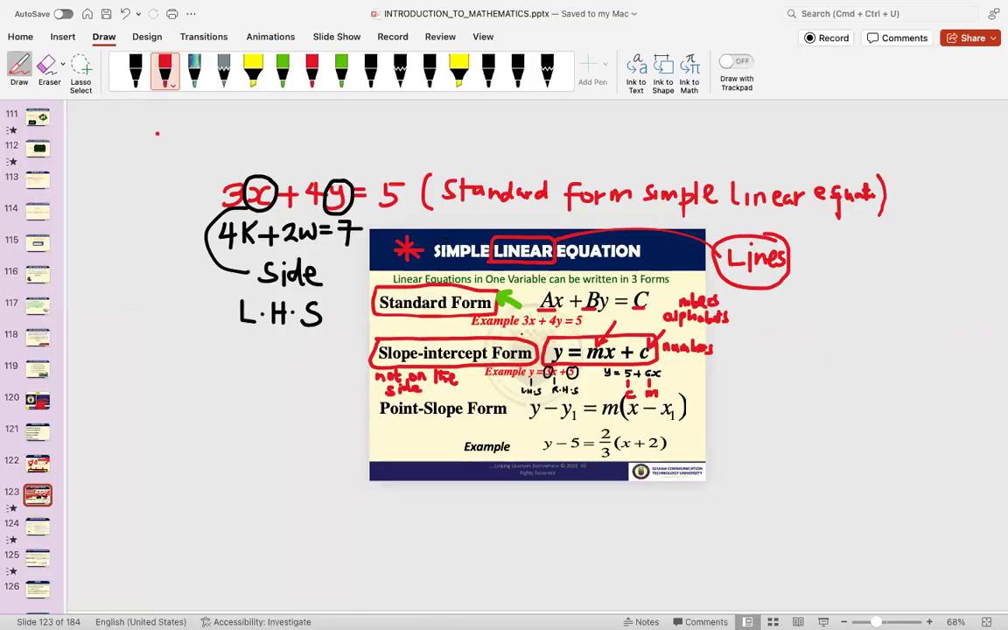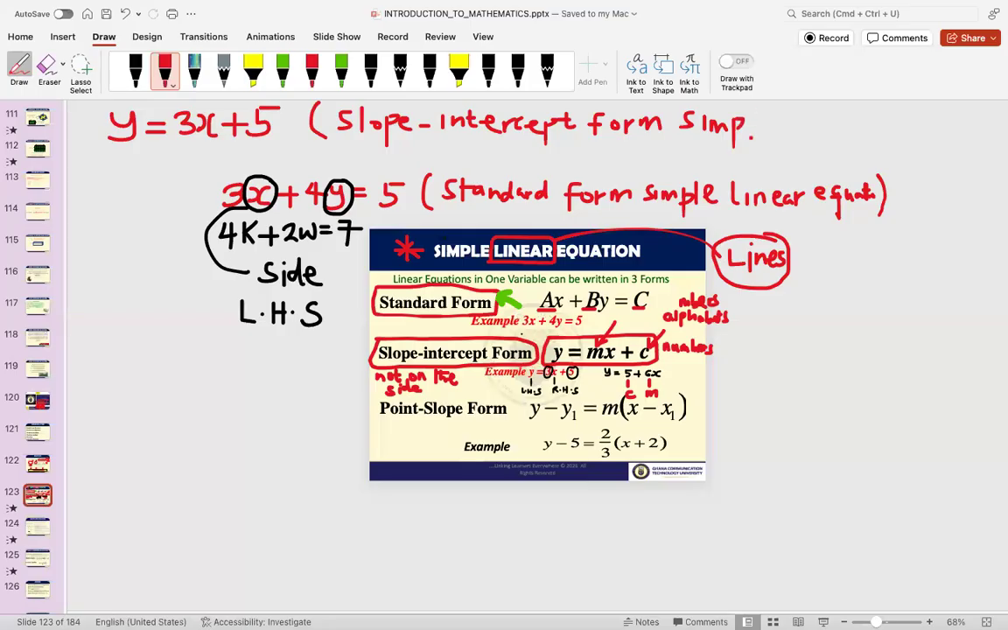So if we pick an example that we showed, any equation that is like this, y equals 3x plus 5, because x is on a different side and y is also on a different side, it is called the slope intercept form of a simple linear equation.